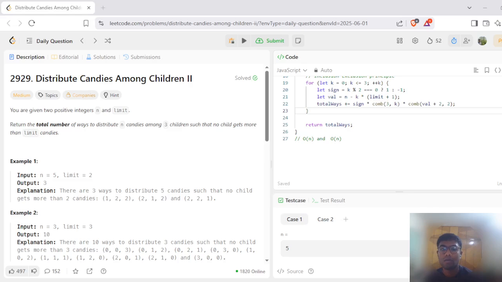Hello everyone. Let's look at today's Leetcode problem. 2929. Distribute candies among children 2.